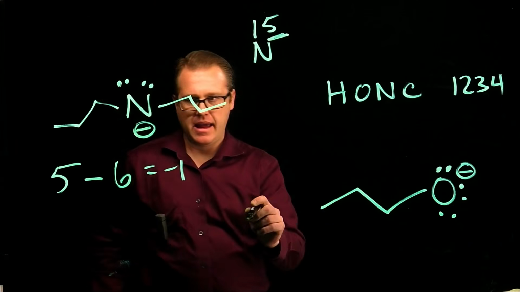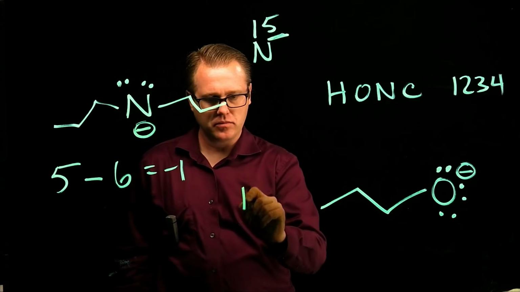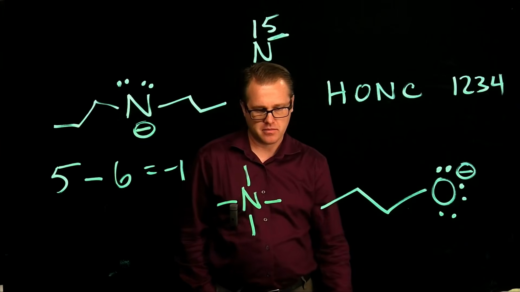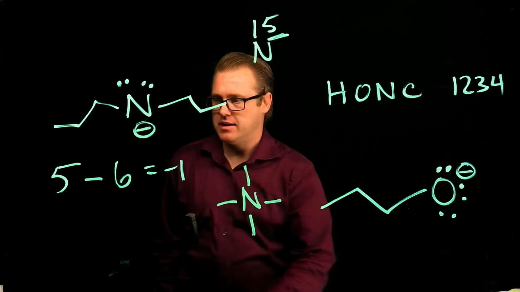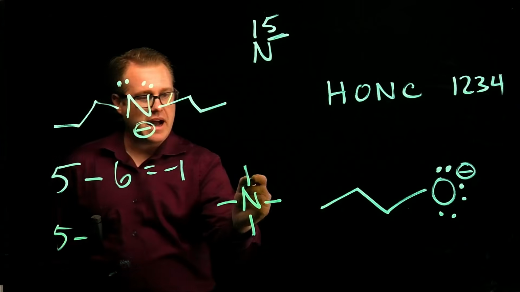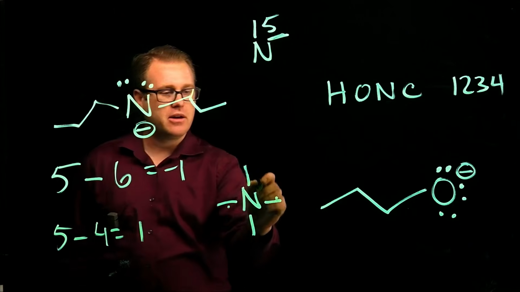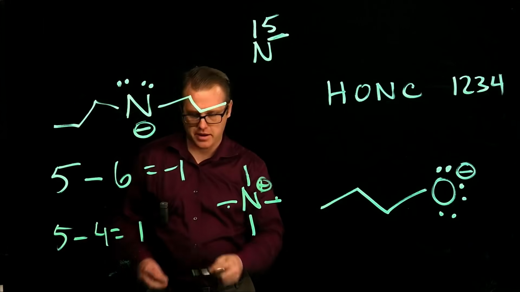What if you had a nitrogen with 4 bonds attached? What would you think? Same rule. 5 minus 1, 2, 3, 4. 1. So that would be a +1 amine.